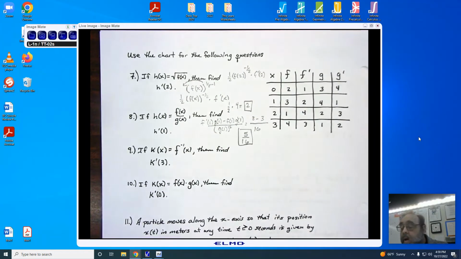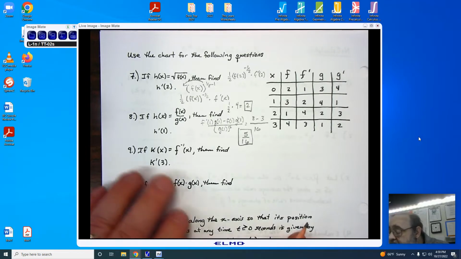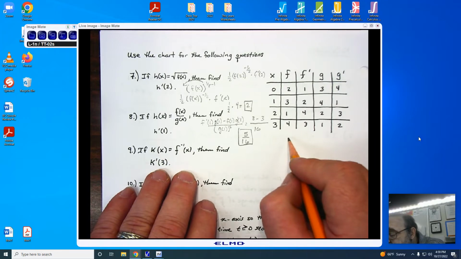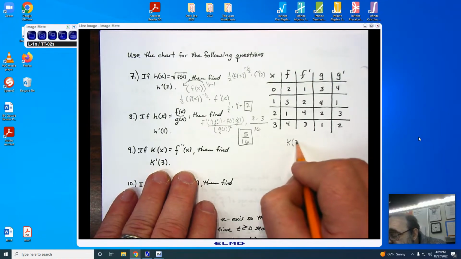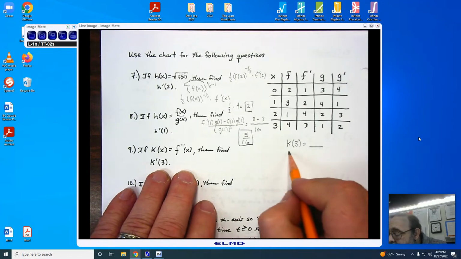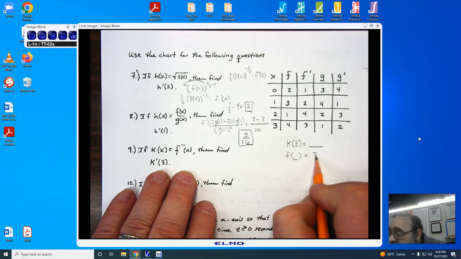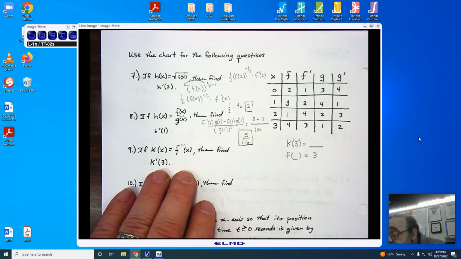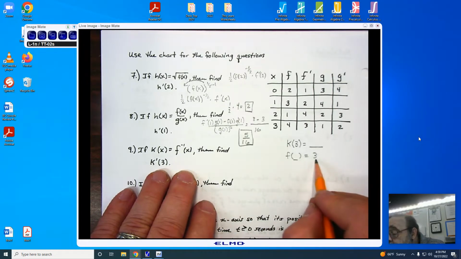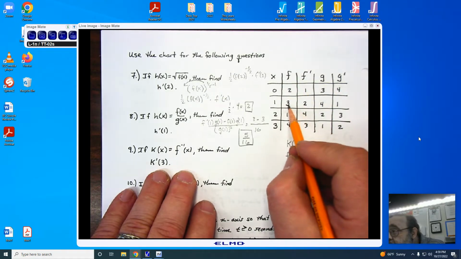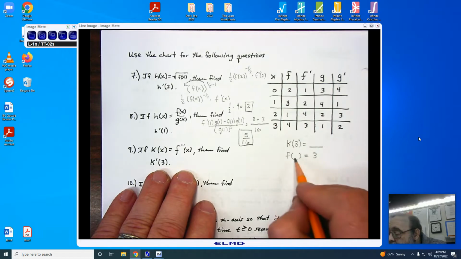Number 9. Number 9 is one of the more tricky problems because you have to remember that if k and f are inverses, the value that they've given you is actually the y value for f. See how in these two problems, the b value of k is the a value of f. So we have to find when f is equal to 3. Go along the column, we find where f is 3, and we locate the 1.